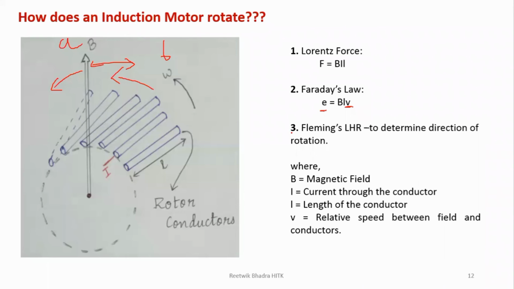Now, I'll keep a point in front of you today only. Next day we'll discuss in detail. But for now, if the relative speed becomes 0, that is, if the magnetic field and the rotor conductors rotate at the same velocity, what will the relative speed be? It will be 0.